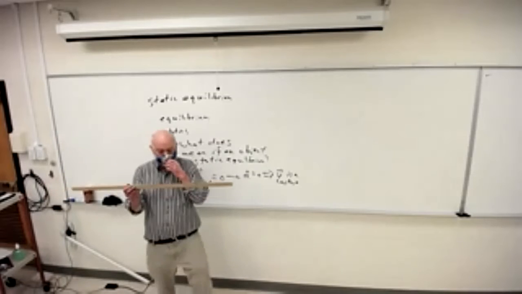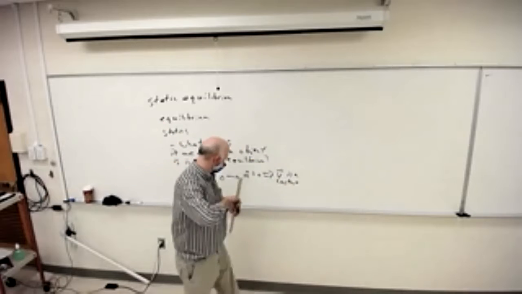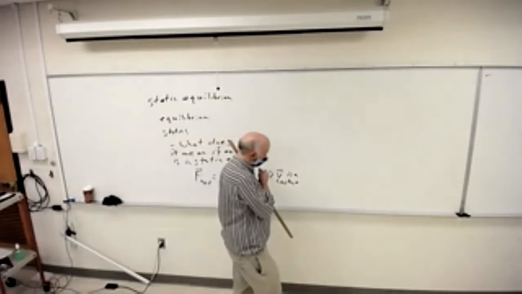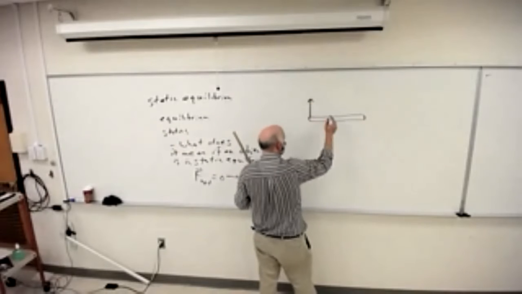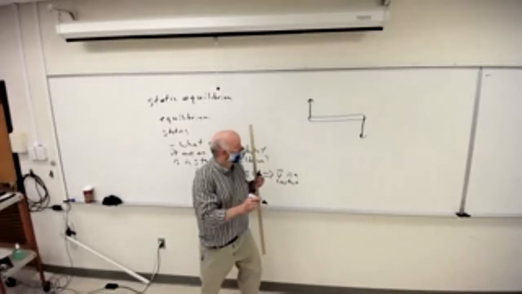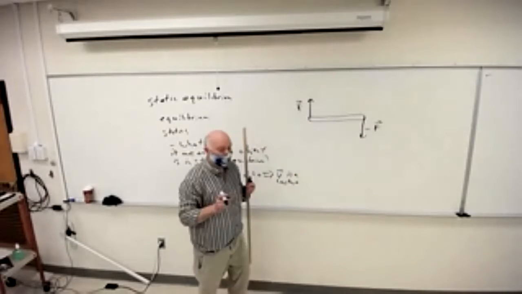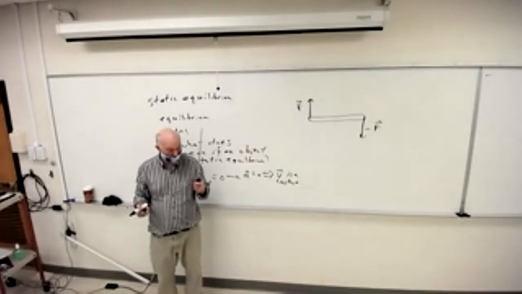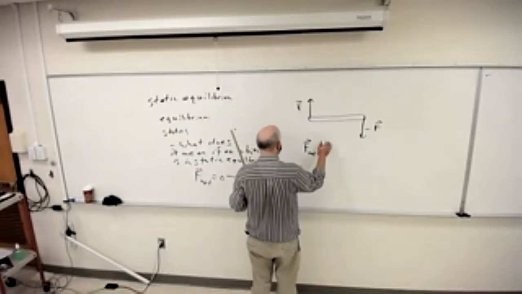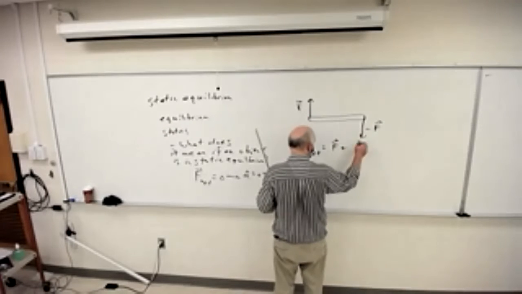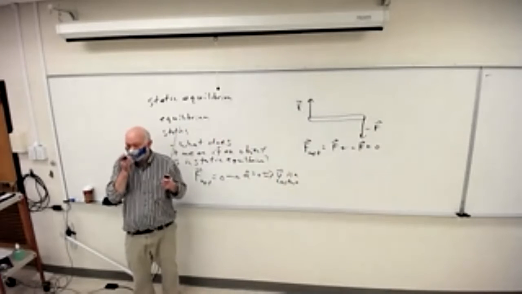Okay, so let's take this ruler here. Let's say I'm going to pull up on this with a force F and pull down on this with a force F. So in other words, I'm going to do this to my ruler. I'm going to pull up here and pull down there. So I'm going to pull up with a force F. This is the force minus F. Is the net force equal to 0? Yes. The net force is equal to 0.